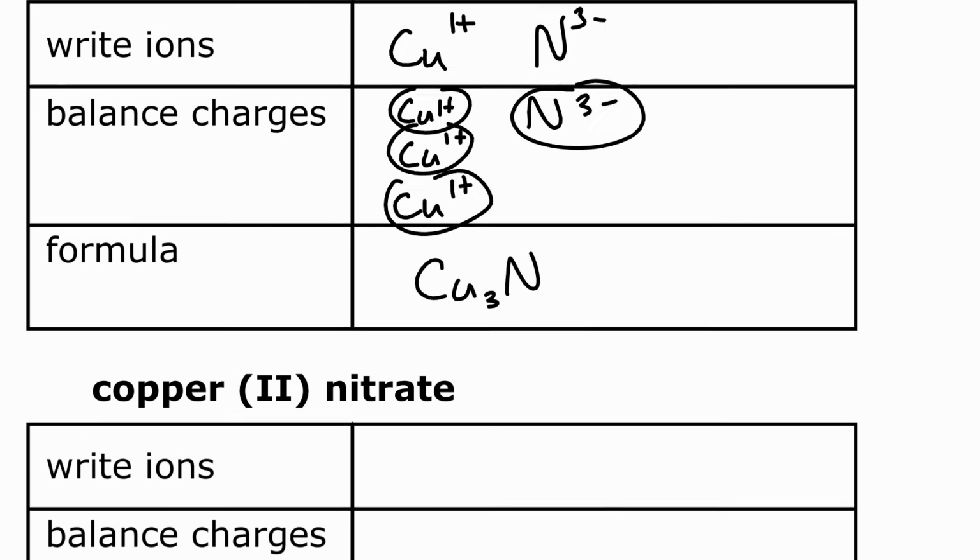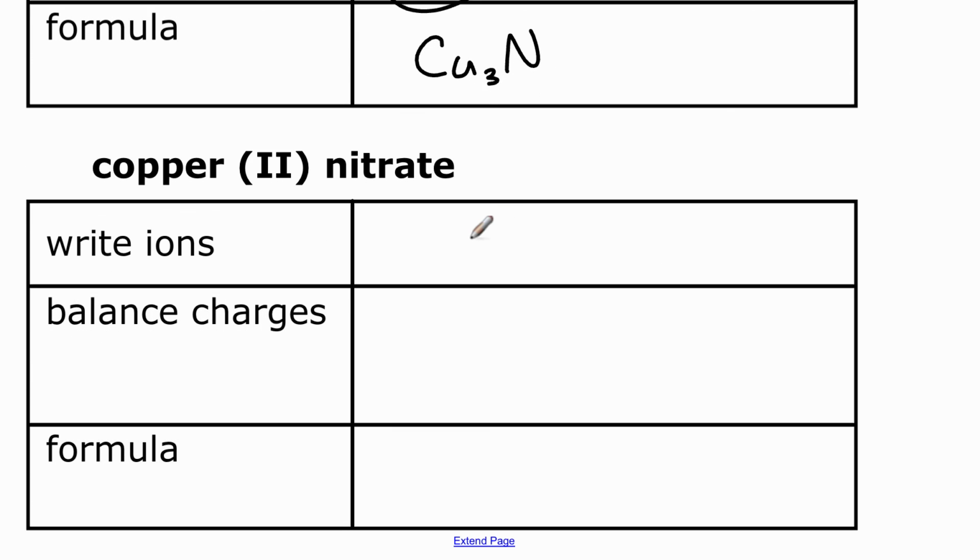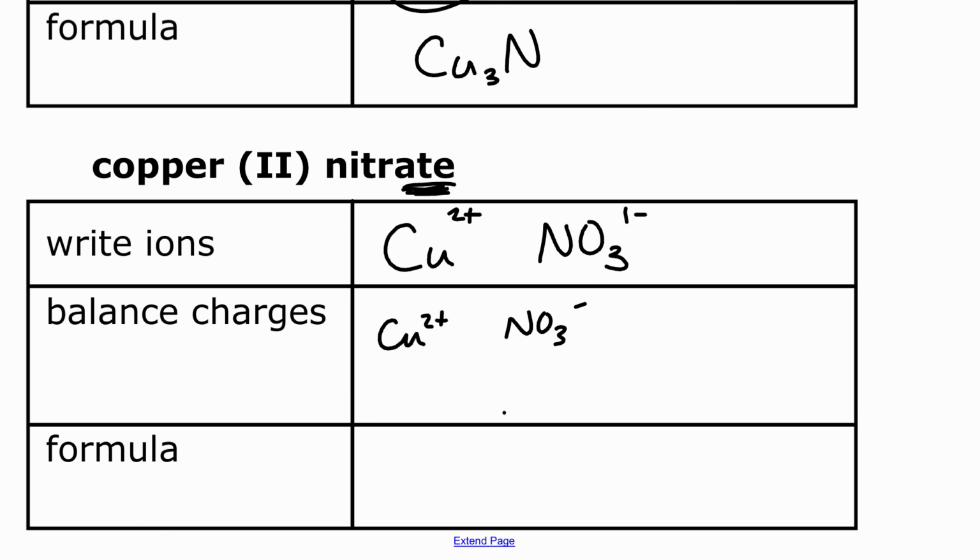Okay, let's take a look at the next one. Notice I'm bouncing back and forth between writing formulas and writing names. And you need to be good going both ways. Copper 2 nitrate. Let's finish with this one. So it says 2, therefore it's a 2 plus. Nitrate will be a polyatomic ion. Off the chart, it's NO3 with a 1 minus charge. So in order to balance that, I need 1 copper and 2 of the nitrates. 2 of those is 2 minus and a 2 plus.